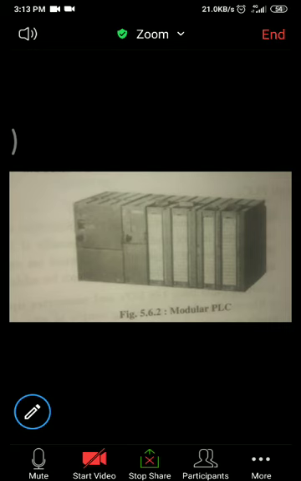So this is your modular PLC. The basic structure of a modular PLC is a rack mounted structure. It is also known as the base plate or the chassis, in which a number of slots are there. These slots are connected to the CPU or printed circuit board with plugs fitted at the back end of the chassis, known as the backplane.